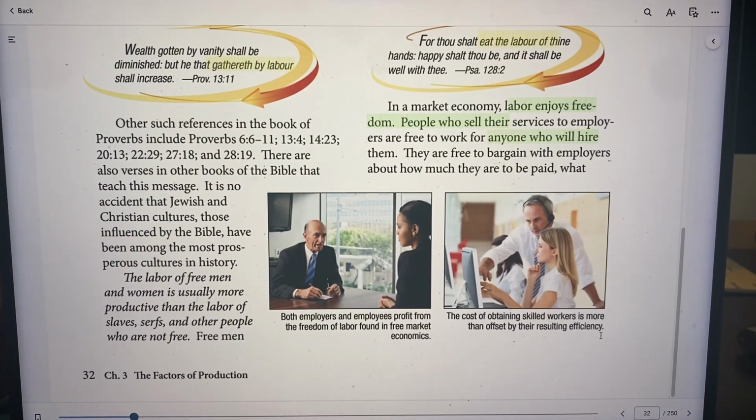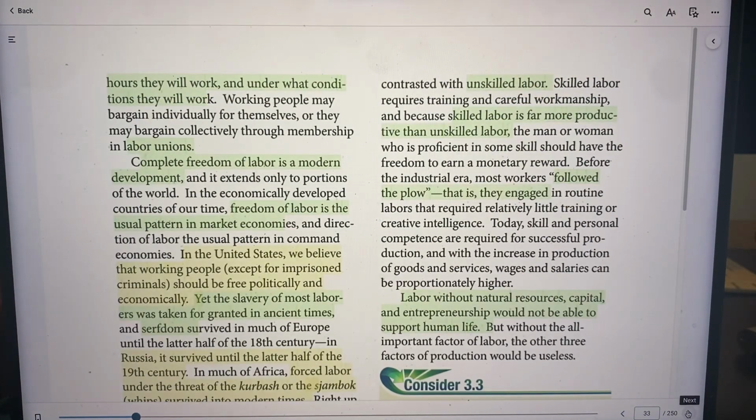So here we have some pictures. Both employers and employees profit from the freedom of labor found in the free market, and the cost of obtaining skilled workers is more than offset by the resulting efficiency. So having a free market system is very efficient, and plus everyone is pursuing their American dream, their heart's desire. We can go into any type of vocation that you're interested in, in America. So let's go.